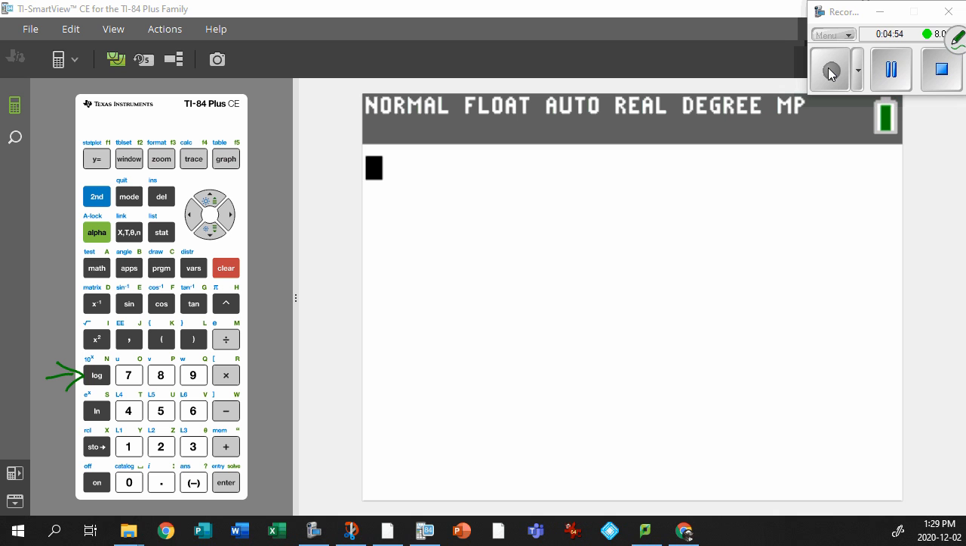Log. Now, when you hit the log button on your calculator, you're going to see it pop up as log. But I know what you're saying: what's the base then? Shouldn't there be a base written in there? When you hit log in your calculator, it's known as a common logarithm, and a common logarithm will have a base of 10 automatically. That's what makes a common logarithm a common logarithm. Okay, so base of 10.